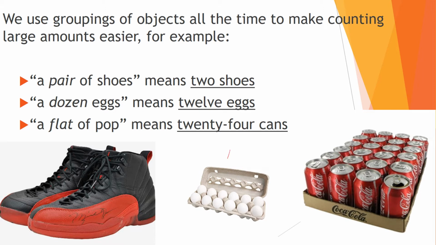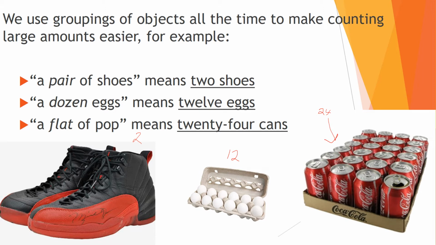When we talk about a dozen of anything, a dozen eggs, we know that a dozen is 12. So I don't need to say, oh, there's 12 eggs in that carton. I just say, oh, there's a dozen, and you know that that's 12. A flat of pop, a flat of beverages, there's 24. That's just a known number, right? So a pair is two, a dozen is 12, a flat is 24. These are some words we use to group objects together.